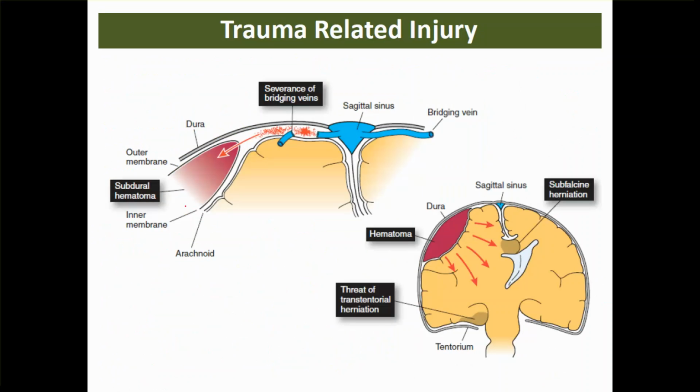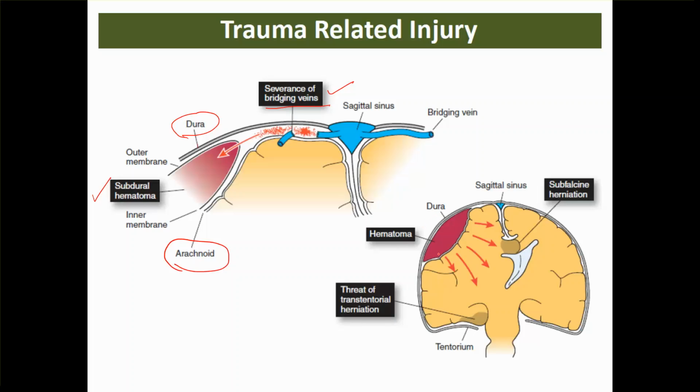Here again we can see the subdural hematoma between the dura and the arachnoid. Okay, and it's due to the tearing of the veins, the veins which enter into the sagittal sinus. Here we can see this hematoma which is formed.